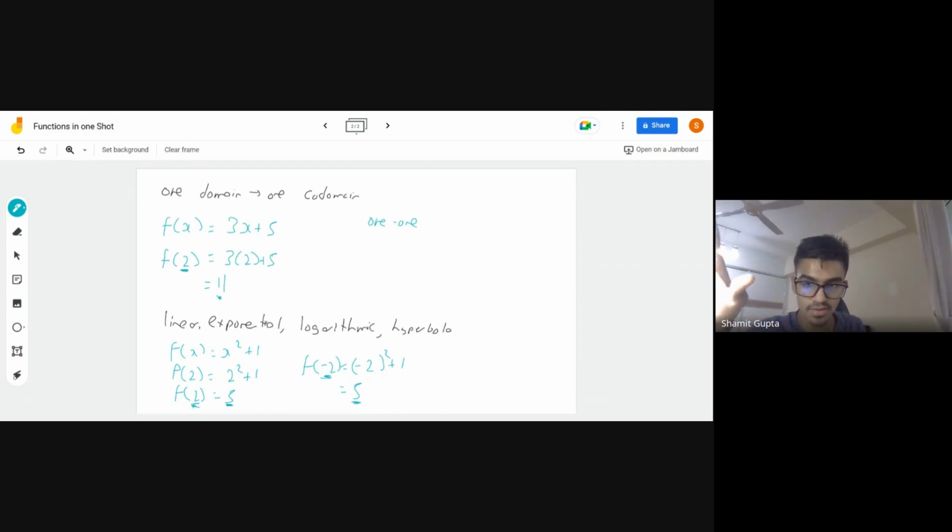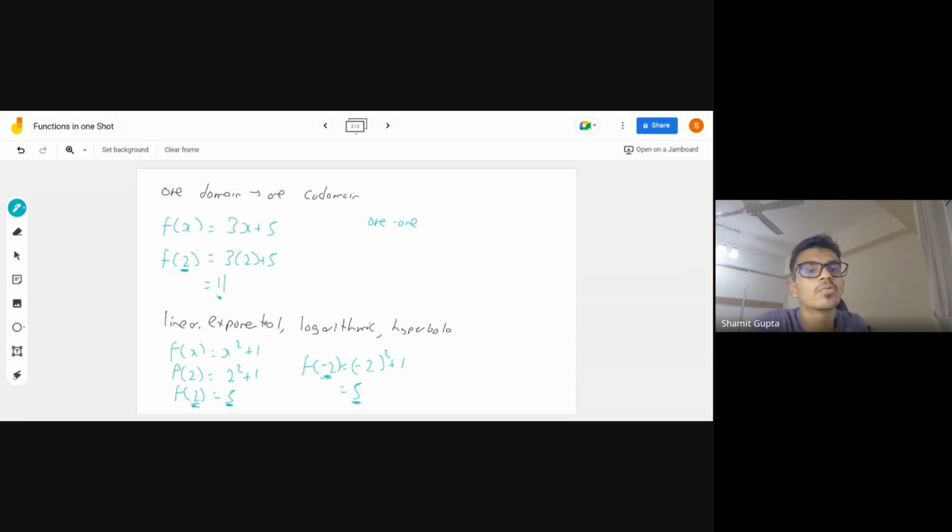So in that case, it's still unique. But I can have multiple different domains give me the same codomain. But it'll be the same codomain. F of 2 will only be 5. It can't be anything other than 5. But 2 different numbers can give me 5 in this case.